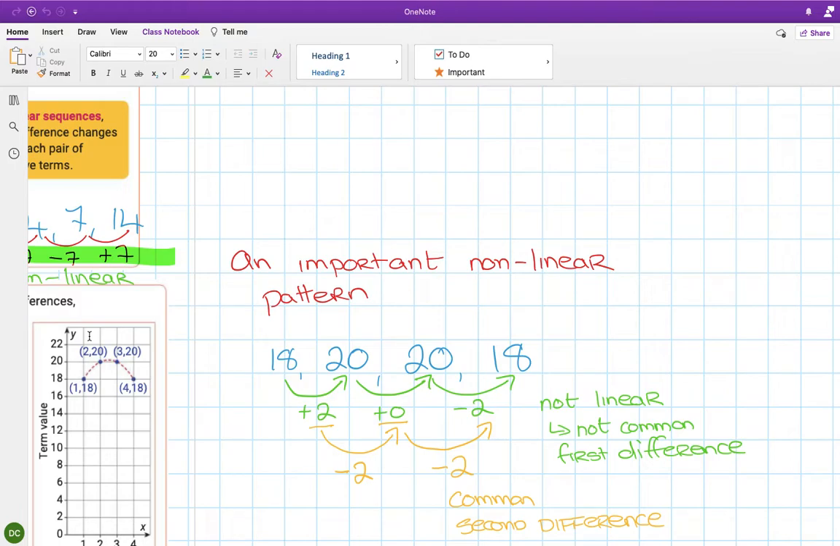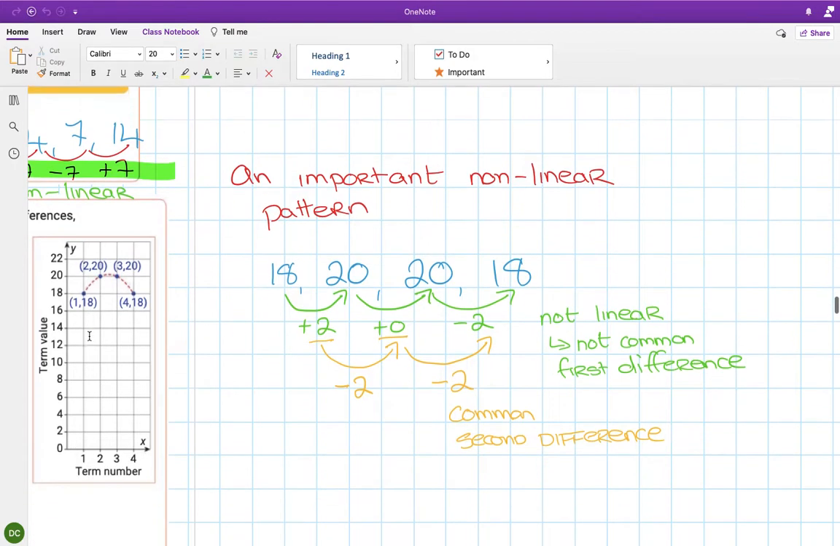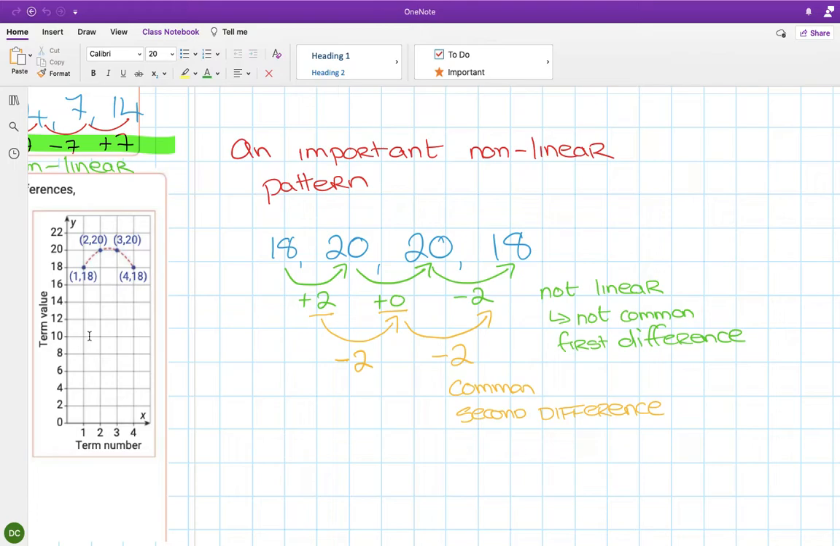Okay, can you see what I mean by first and second difference now? So when you do the difference thing the first time, that's called the first difference. And if that's common, it's linear. And when you do it the second time, which I'm after doing here, if you get a common number on the second difference, then this is a very important non-linear pattern called a quadratic pattern.